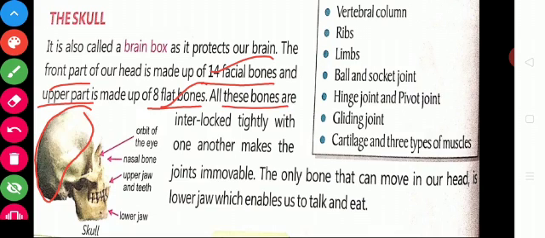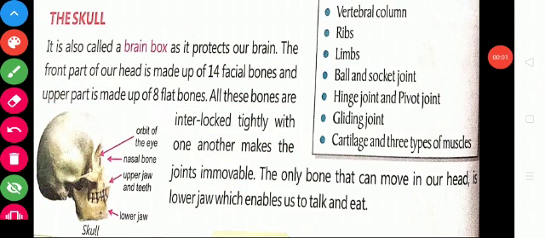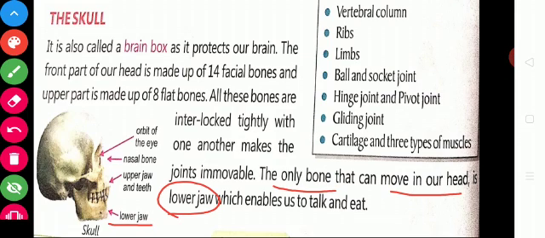All these bones are interlocked tightly with one another, which makes the joints immovable. The only bone that can move in our head is the lower jaw. Here you can see the lower jaw, which enables us to talk and eat.